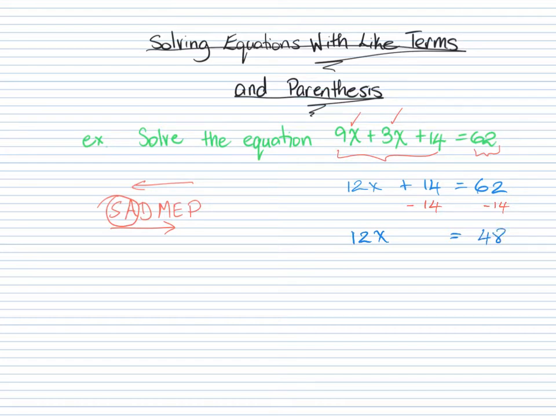Now we want the x alone, and again, since the operation here is multiplication, we have to divide that by 12 to get rid of it. And whatever we do to one side, we have to do to the other side. So we get that x is equal to 4 when we divide. And that's how you solve an equation that has like terms in it.